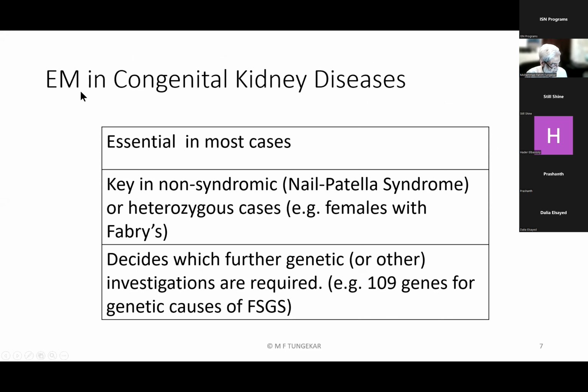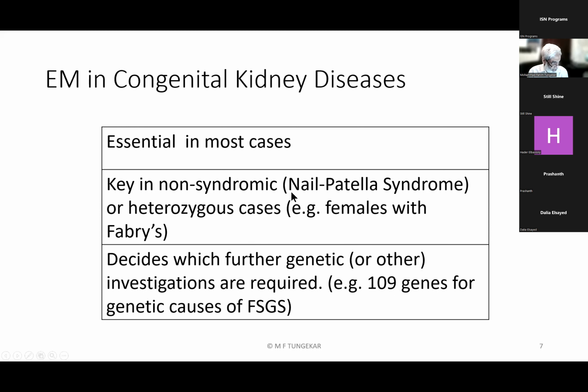Now, let's look at the congenital disease in detail. EM, as I said, is essential in most cases. It's key in non-syndromic cases. What do I mean by this? Take the example of nail patella syndrome. This syndrome will be seen with dysplastic nails and abnormal patella, and sometimes iliac bones are abnormal, and other abnormalities. And in some cases, these extra-renal manifestations may be totally absent. In those cases, EM is the first investigation that identifies nail patella syndrome. And then that dictates you do look for the LMX1B gene and look for family history. Keep in mind that nail patella syndrome is not uniform in presentation. Some cases present very late in life. So in those non-syndromic cases, EM becomes a key, essential diagnostic process.